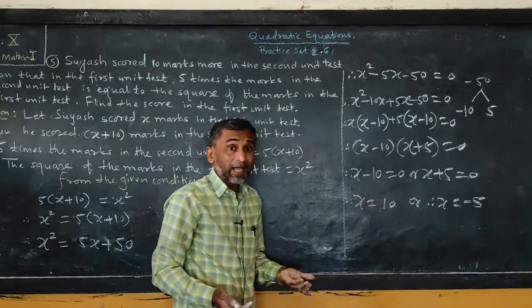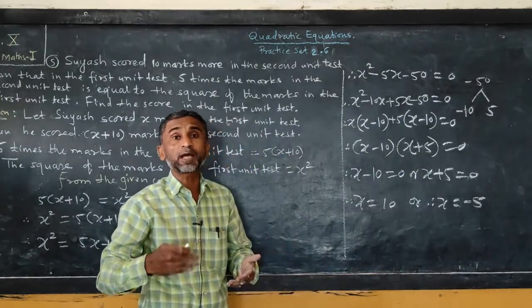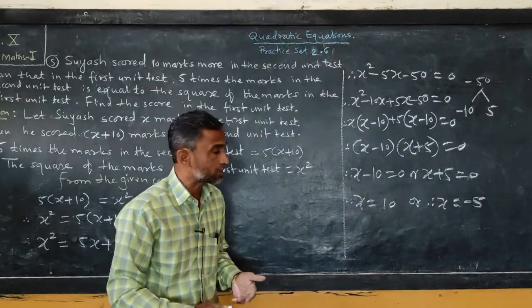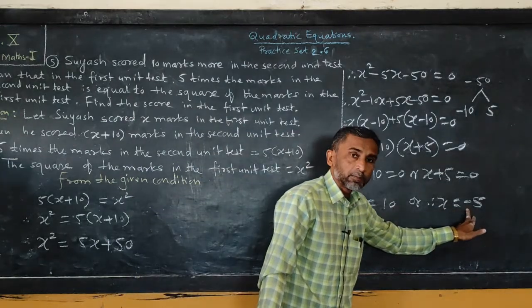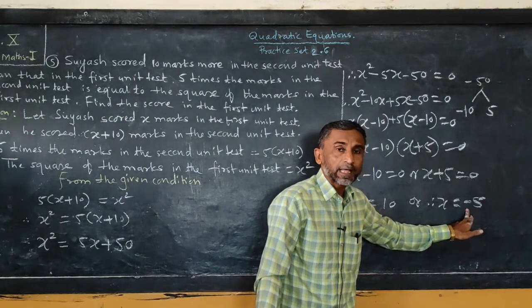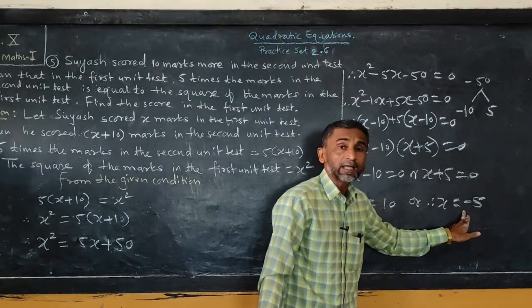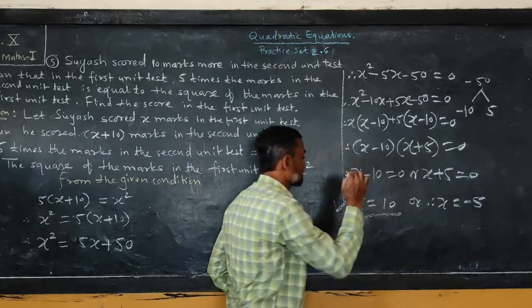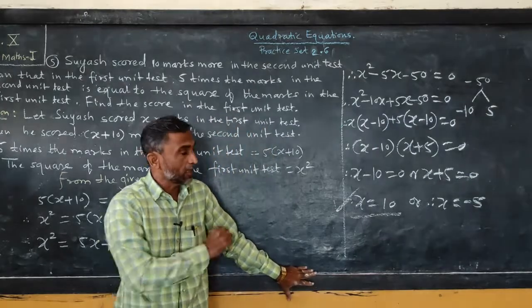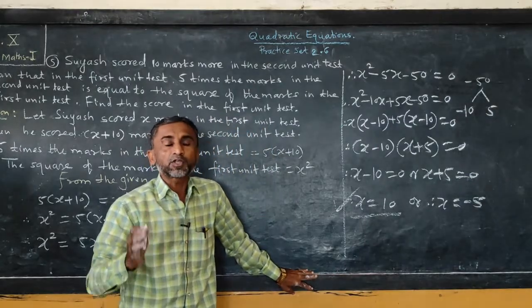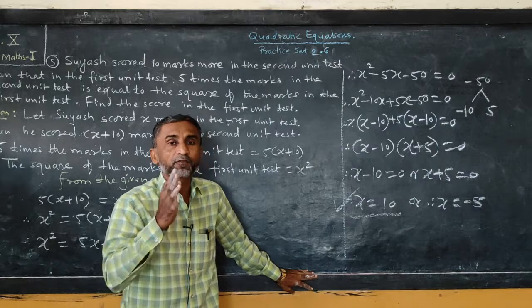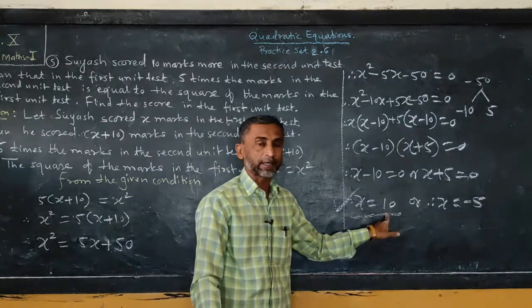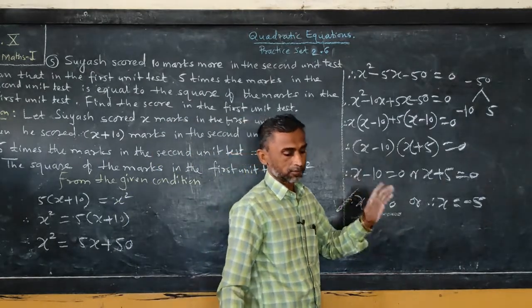Now, what is x? X is the number of marks obtained by Suyash in the first unit test. So, marks cannot be negative. Therefore, this answer is unacceptable. Therefore, this is the correct answer. X is equal to 10. That means write the answer. Marks scored by Suyash in the first unit test is 10. This is the answer.